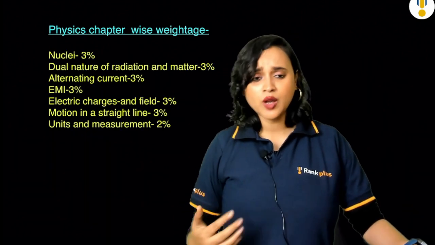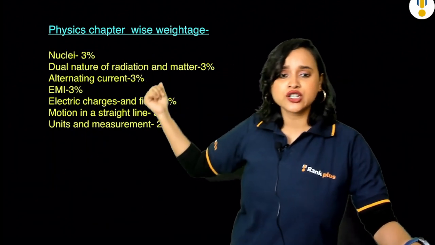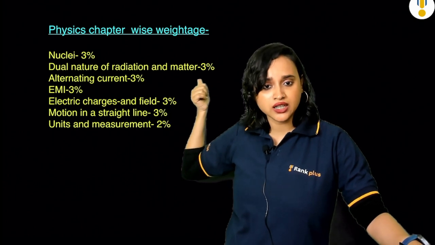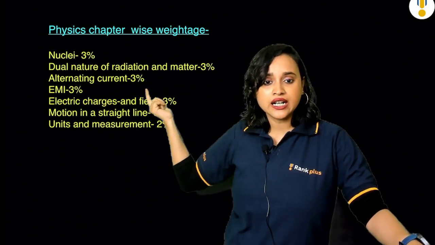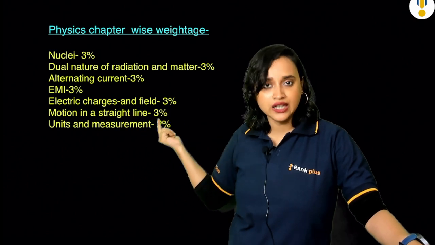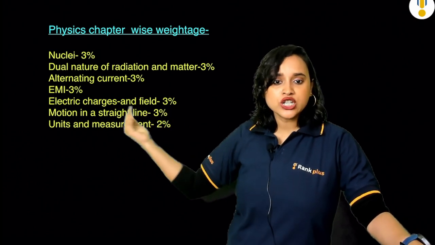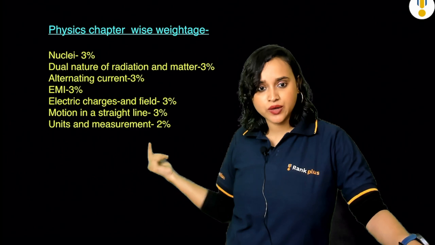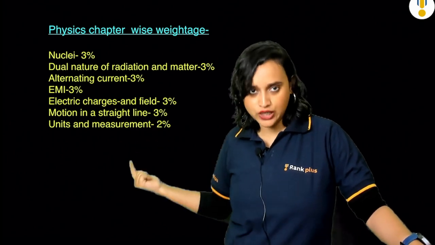Okay. Moving on, nuclei 1 to 2 questions. Dual nature of radiation and matter 1 to 2 questions. Alternating current 1 to 2 questions. EMI 1 to 2 questions. Electric charges and field 1 to 2 questions. Motion in a straight line is again 1 to 2 questions, and units and measurement 1 question from here.